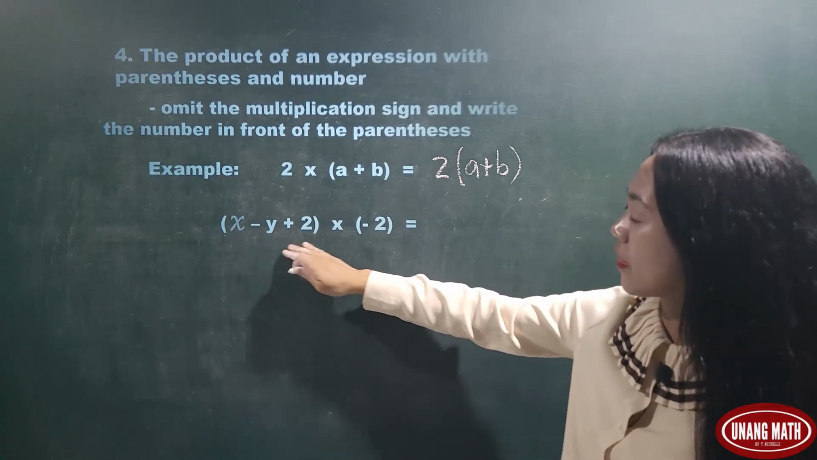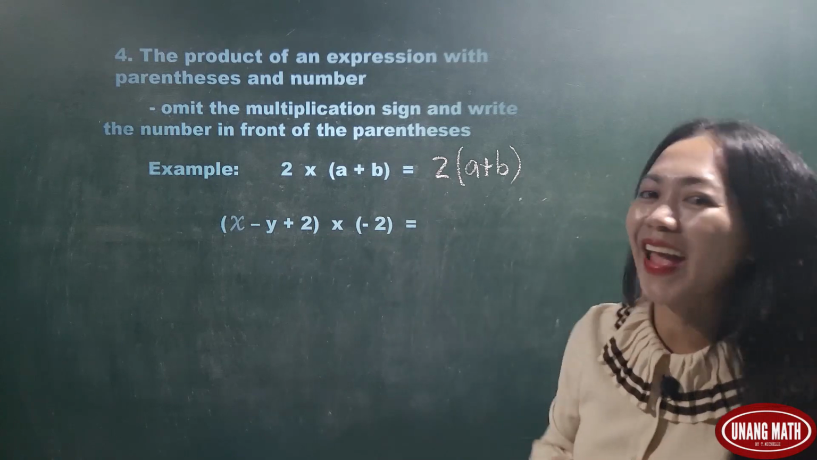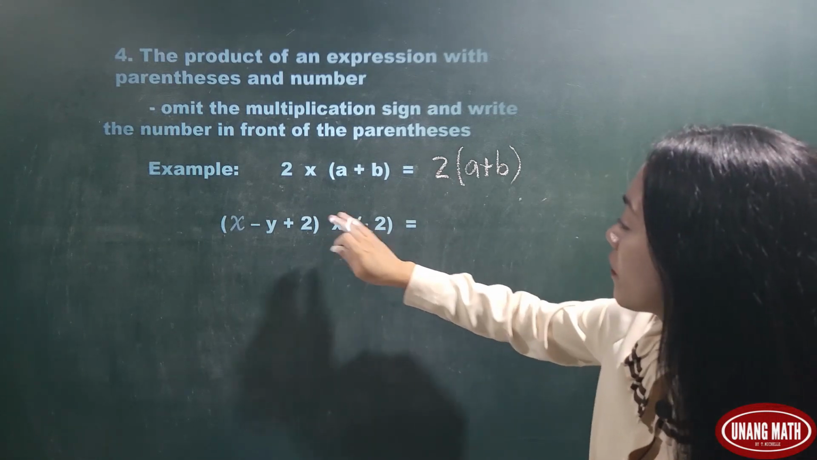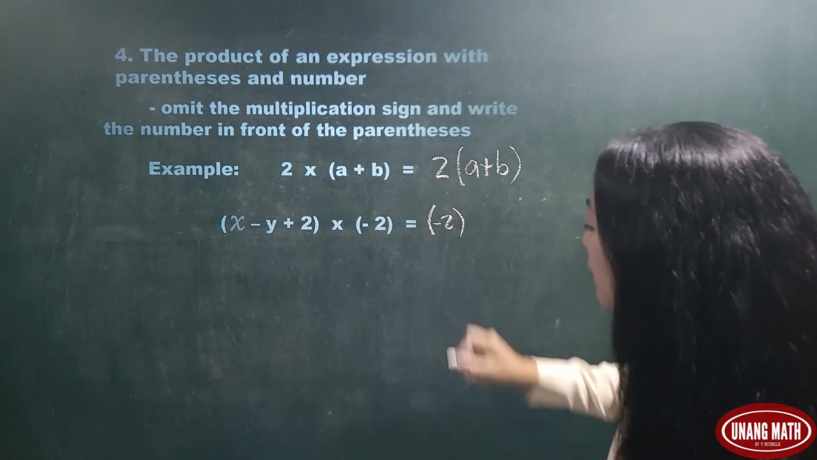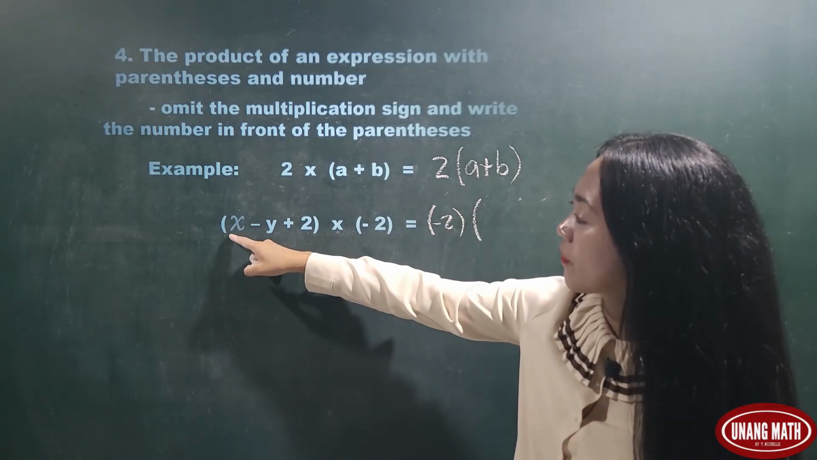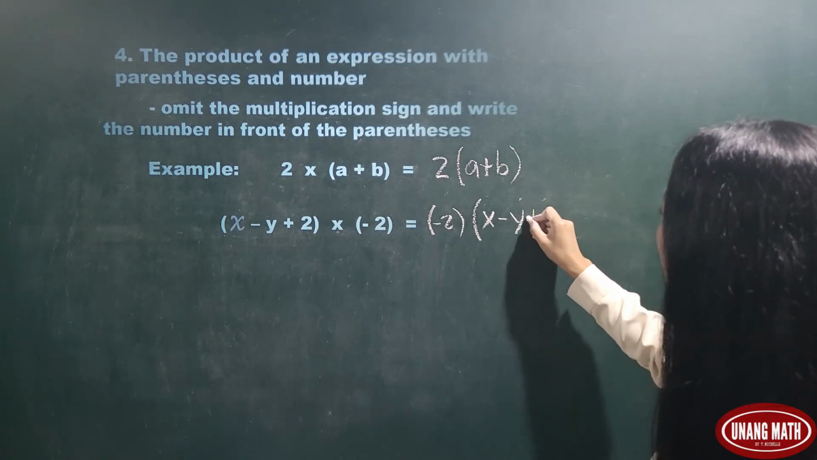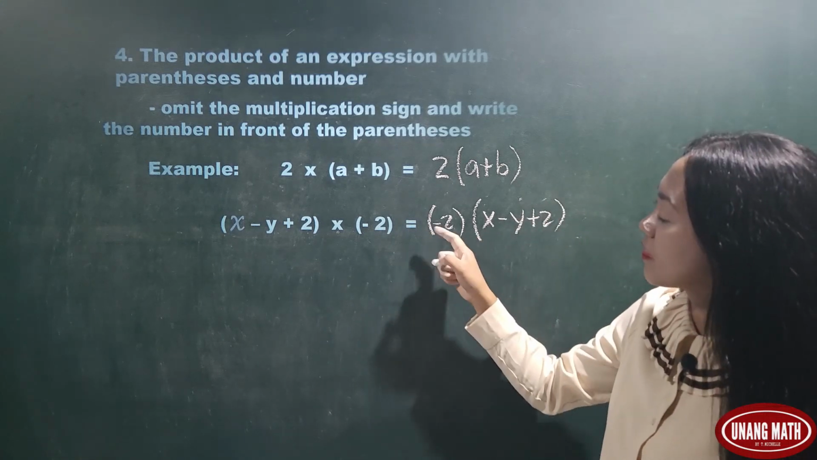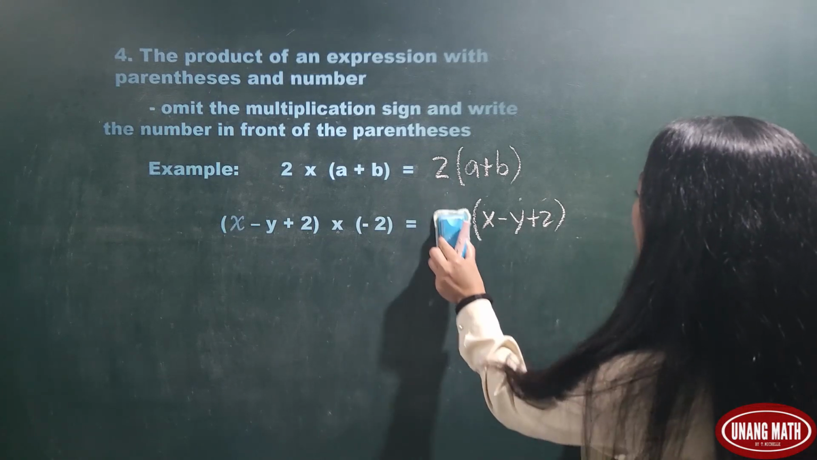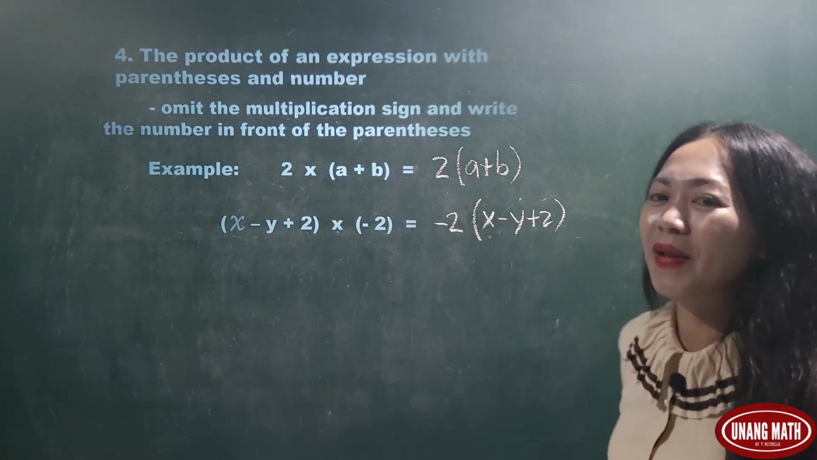How about the second example? x minus y plus 2, this is inside the parentheses, times negative 2. We have to write the number in front of the parentheses. It's negative 2. Omit the multiplication sign, and then the numbers and variables inside the parentheses. So this is x minus y plus 2. But since there's no number in front of negative 2, we can just remove the parentheses. So this is negative 2 times the quantity x minus y plus 2.